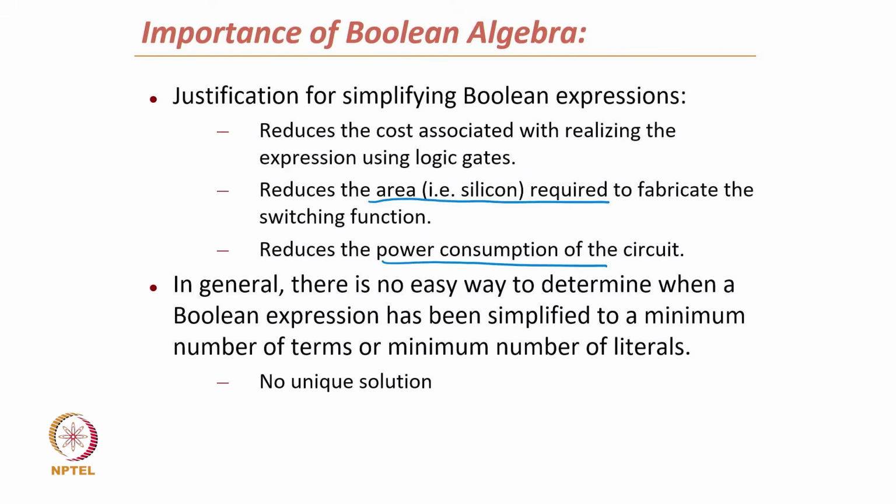It depends on which law you are applying on that Boolean expression. Based on that, you can have a different solution compared to the other one. So, there is no unique solution if you are optimizing 2 times, 3 times. It is possible that you end up with a different output compared to the previous one. So, there is no easy way to determine whether you have reached an optimized number of terms or number of literals.